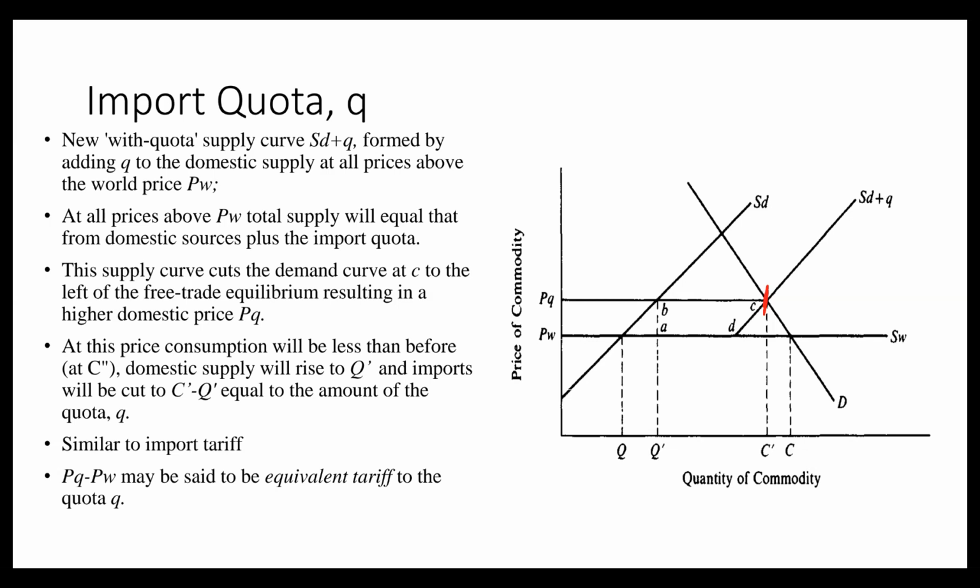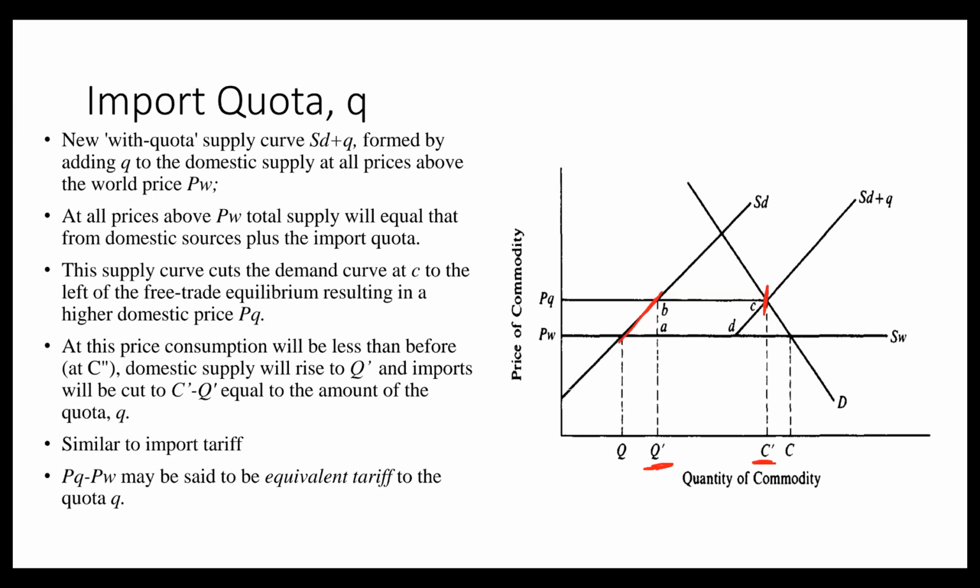At this price, consumption will be less than before, at C star. Domestic supply will rise to Q star. See that now domestic supply has increased to Q star, and imports will be cut from C star to Q prime, equal to the amount of the quota. The difference here is equal to the amount of the quota Q.